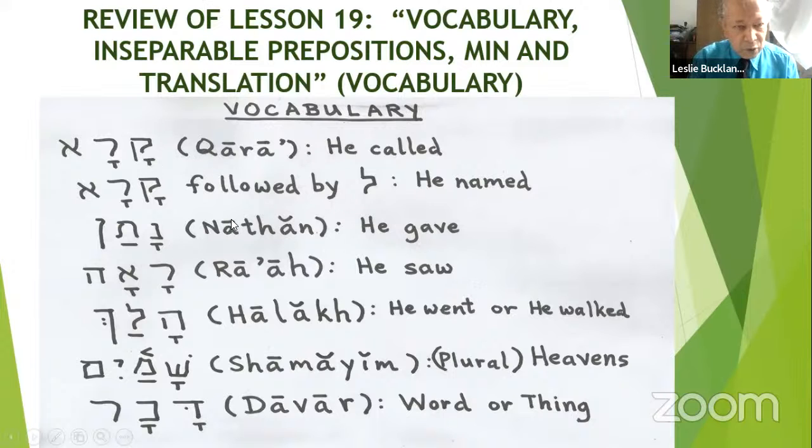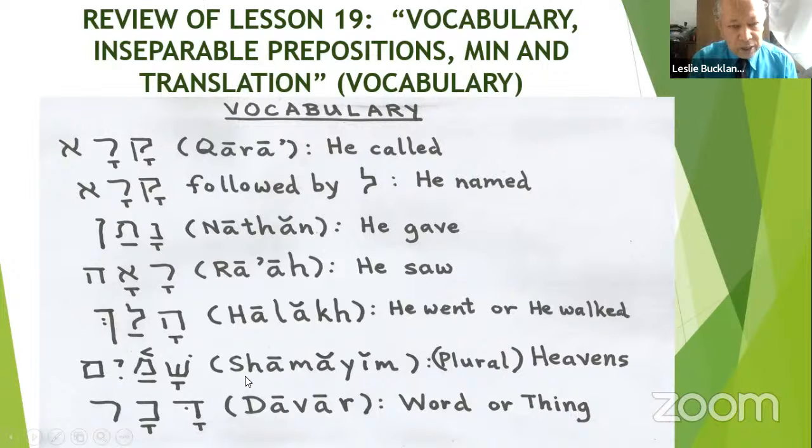So these are verbs. Kara, he called. Kara followed by Lameth, he named. Nathan, he gave. Ra'ah, he saw. Halak, he went or he walked.